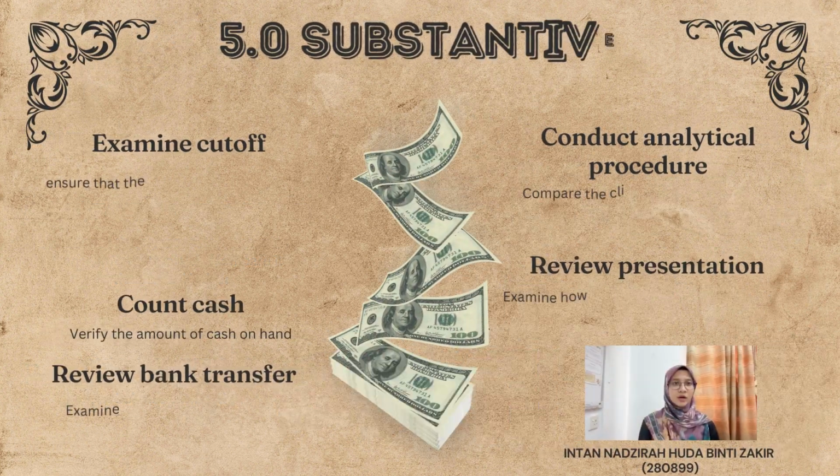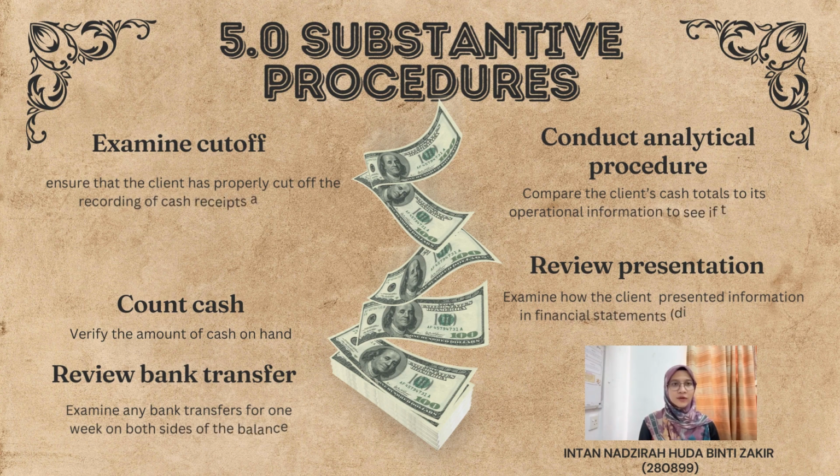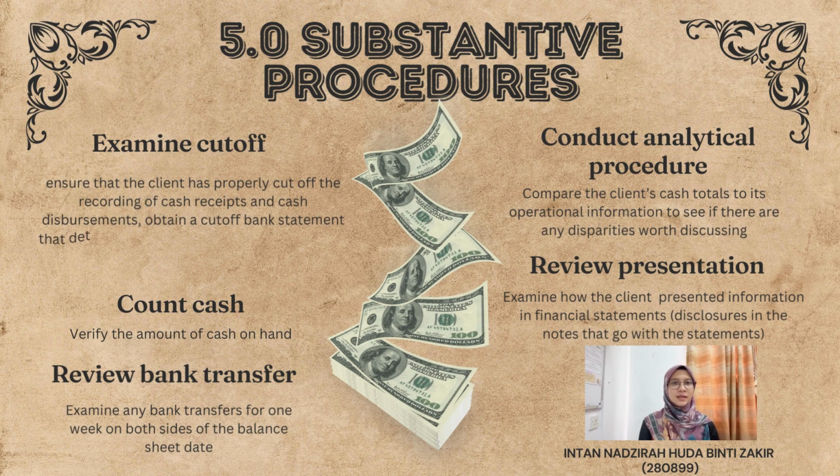Next, examine cut-off. To ensure that the client has properly cut off the recording of cash receipts and cash disbursements, obtain a cut-off bank statement that details transactions that occurred after the balance sheet date. Other than that, count cash, which verifies the amount of cash on hand, and review bank transfers. Examine any bank transfers for 1 week on both sides of the balance sheet date to ensure that there are enough funds on hand for the impending issuance of payroll checks.